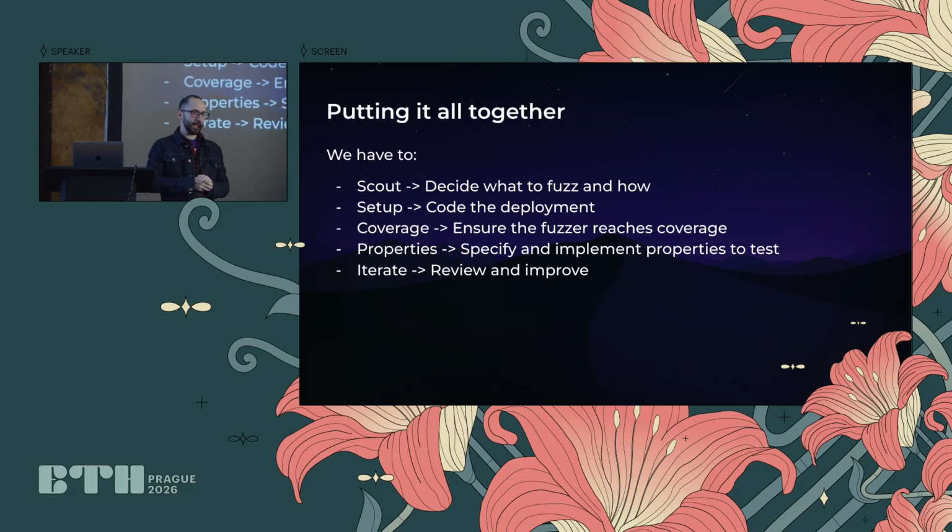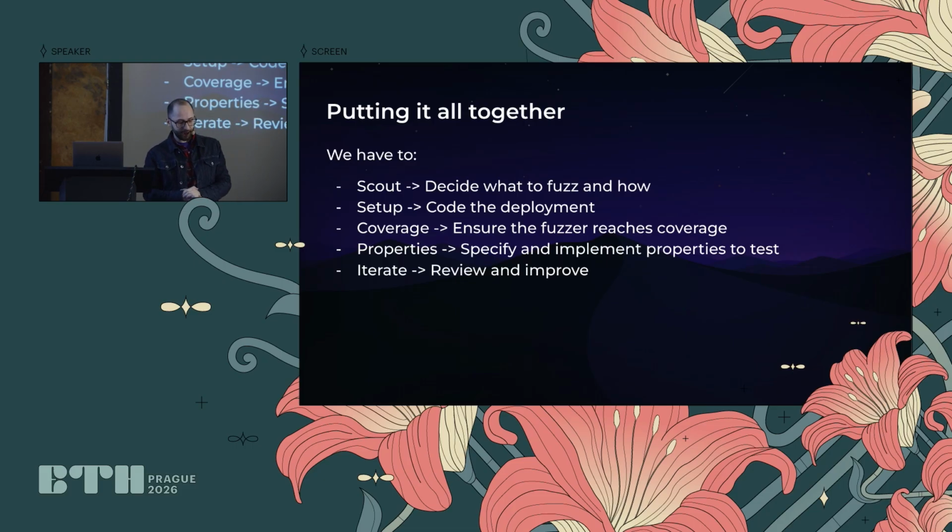But to kind of put it all together, this was kind of the non-AI part of the talk, where when it comes to fuzzing, we have these different phases. We have the scouting phase, which means that you have to decide what you're going to fuzz and how. Then we have the setup phase, which means that you're going to basically deploy your target contracts under the paradigm that I mentioned, where you deploy one contract that then deploys everything that you're going to test.